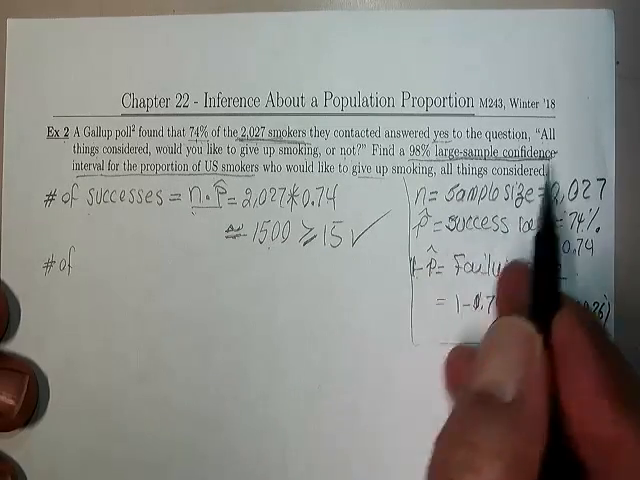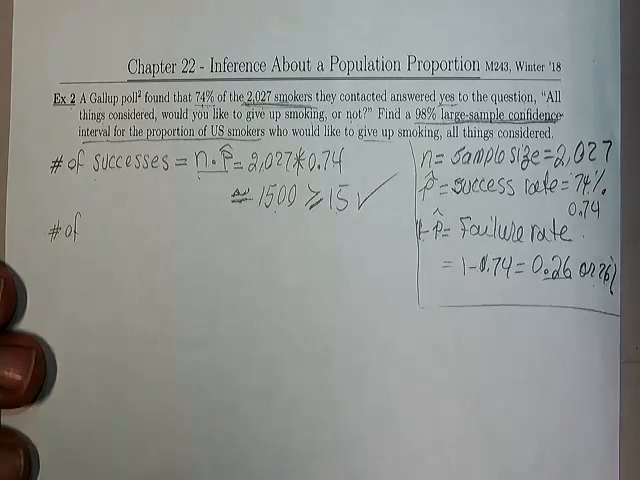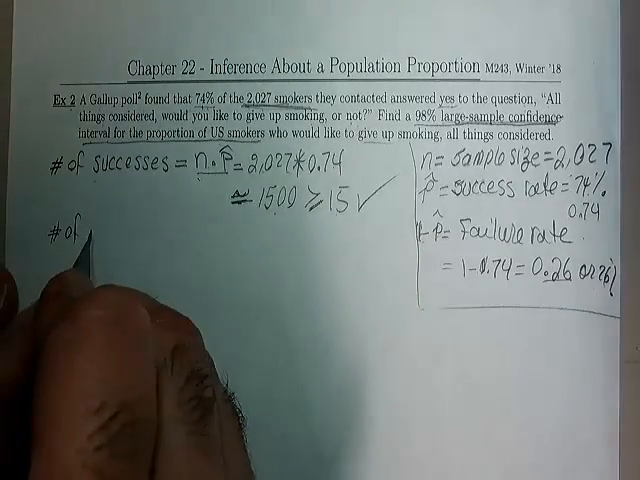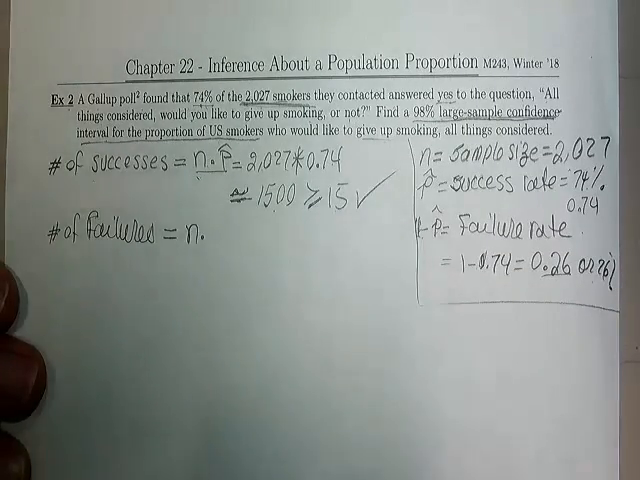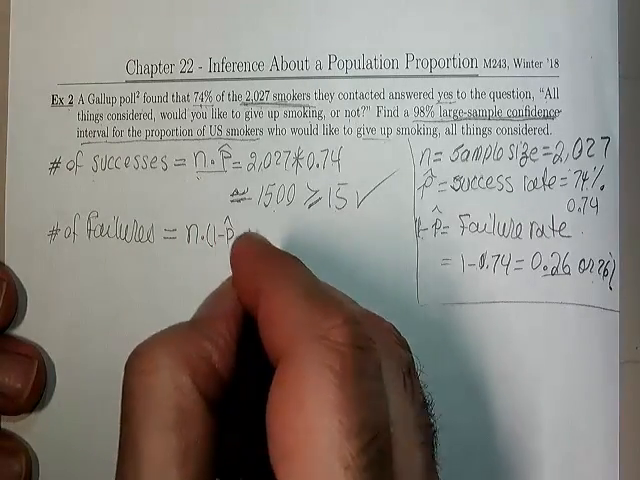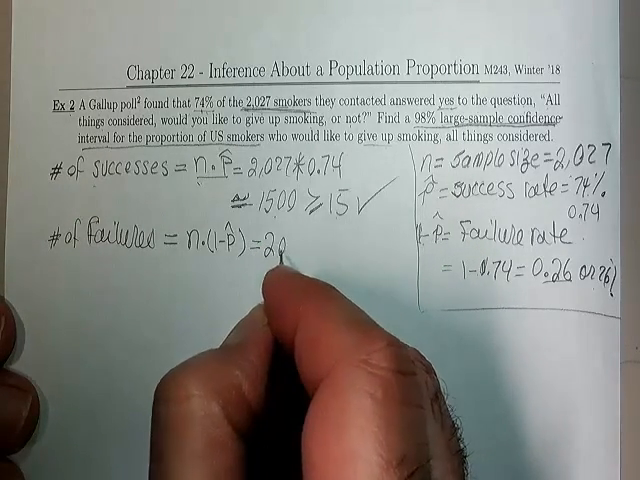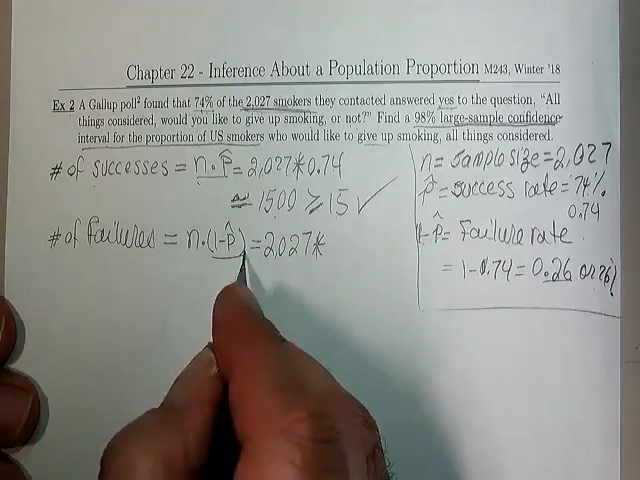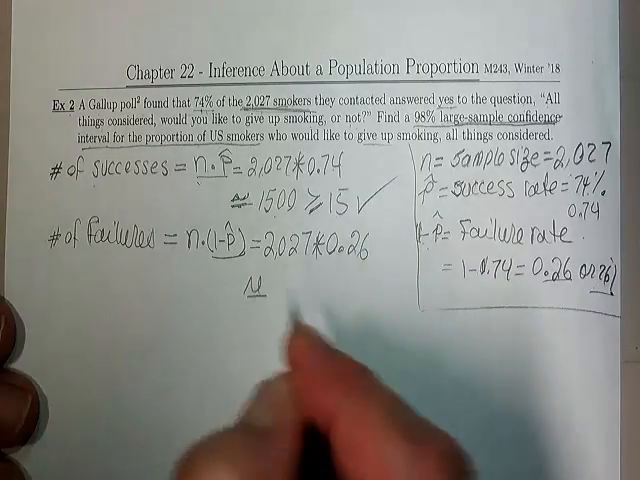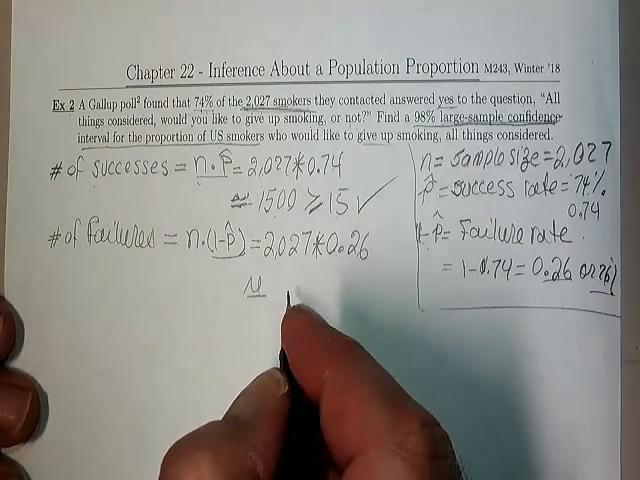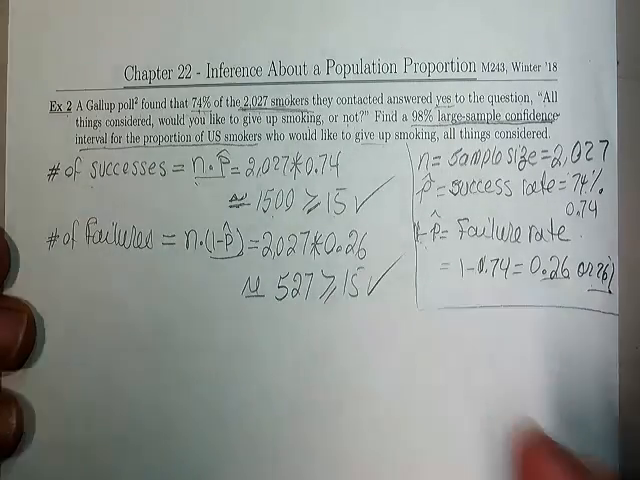Remember, this is the limit for the large sample confidence interval. The other one is that the number of failures should be greater than 15. Otherwise, we can't do that. So the number of failures is equal to n times 1 minus p hat. That would be 2027 times 0.26, and 1 minus p hat we got from here. If you multiply that, you get approximately 527, and that's greater than 15.